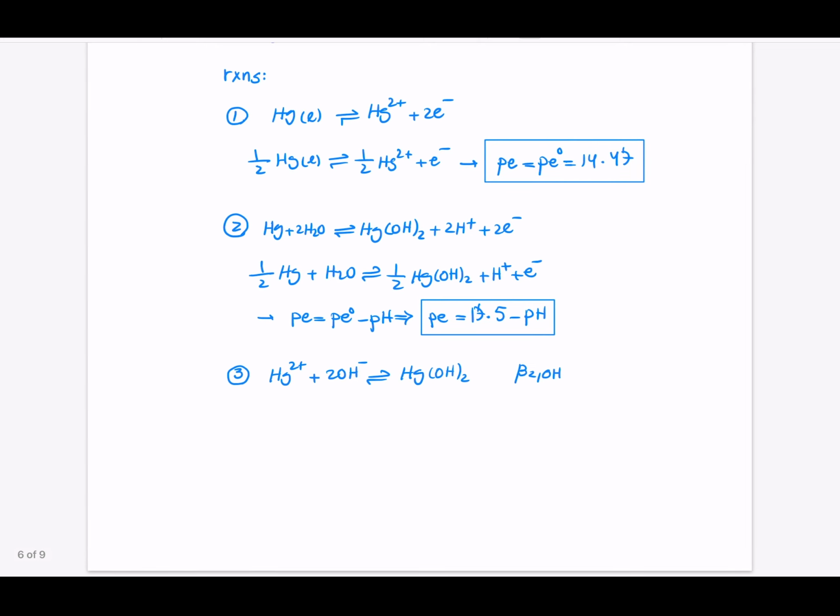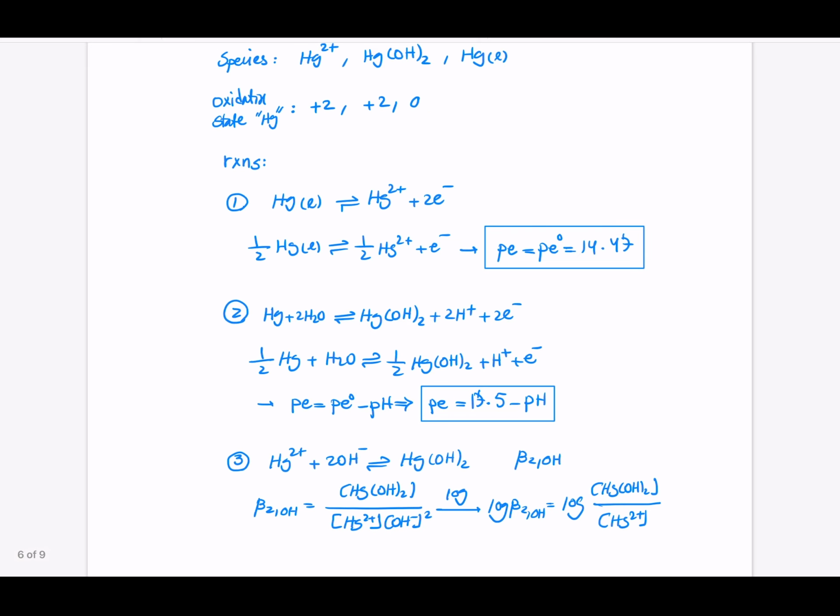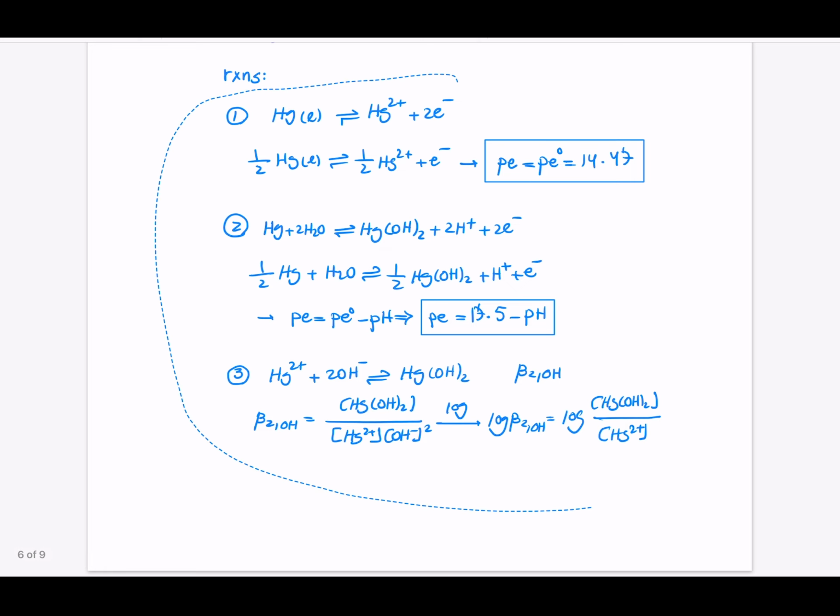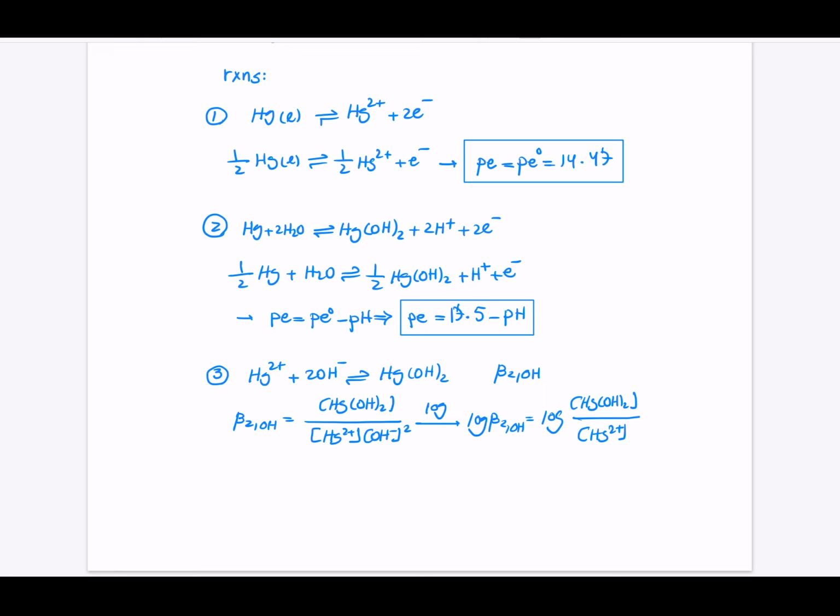So this time we need to do a little bit of expression of beta. So beta 2 of hydroxide would be HgOH2 over Hg2+ hydroxide to the power of 2, and then we take the log. The log of beta would be log of HgOH2, minus log of Hg2+, minus 2 log of OH.